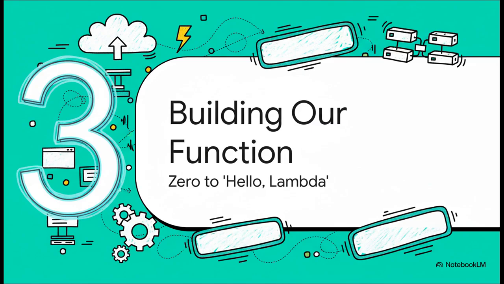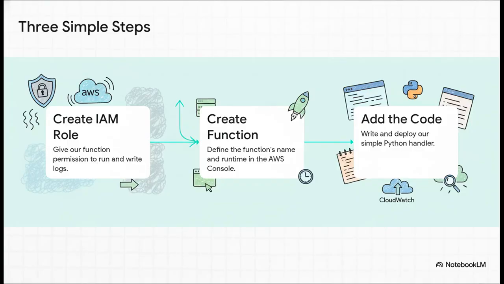Okay, now for the fun part. This is where the magic happens. We're going to build our first function from scratch. And it's just 3 simple steps. So here's the plan. First, we need to create something called an IAM role. Just think of this as giving our function the permissions it needs to do its job. Next, we'll actually create the function in the AWS console, give it a name, and tell it we're using Python. And finally, the best part, we'll add our code.